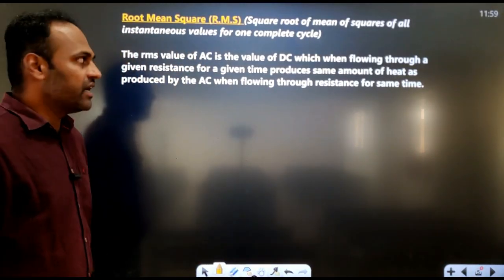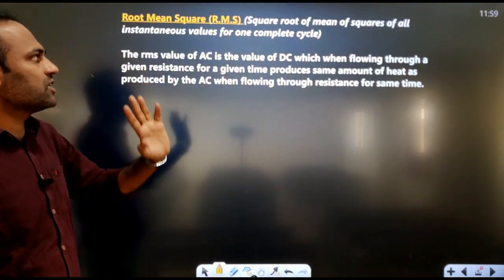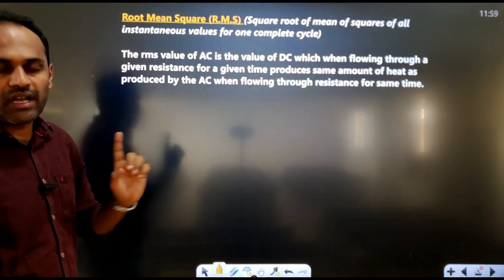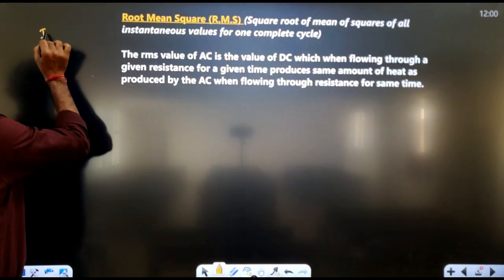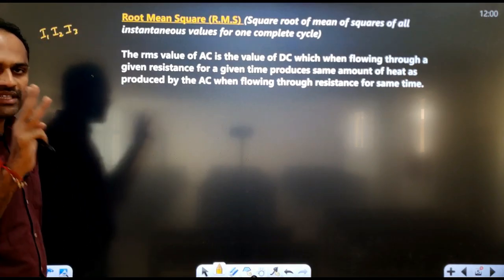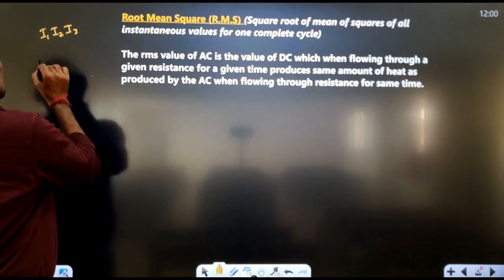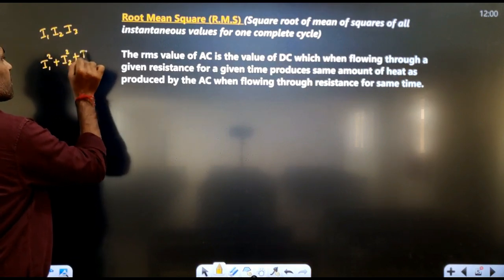As the name itself indicates, the square root of the mean of squares of all the instantaneous values of AC for one complete cycle is called RMS value. What is the meaning of this? Suppose we have 3 instantaneous values, I1, I2 and I3. We are having 3 instantaneous values. Square these 3 instantaneous values, add them and take the mean.